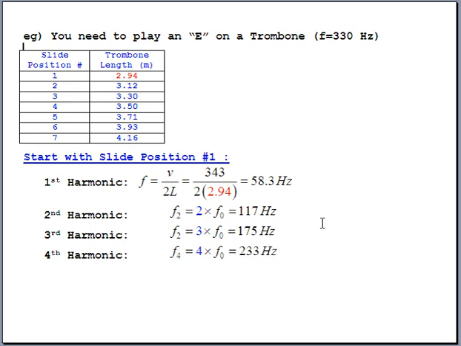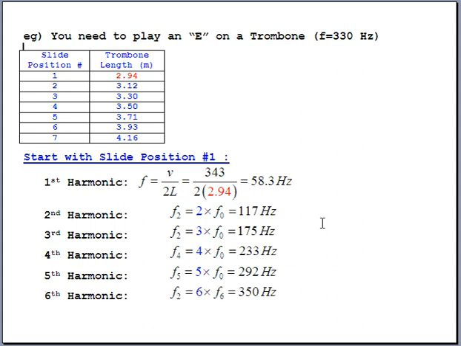So they changed their face a little more. Fourth harmonic, 233. No. Fifth harmonic, 292. No, but we're getting close. Sixth harmonic, we missed it, 350. So they cannot play an E, 330 hertz, in position 1. So try a new position. You've got 6 more. Don't worry, we're not going to need all 6.